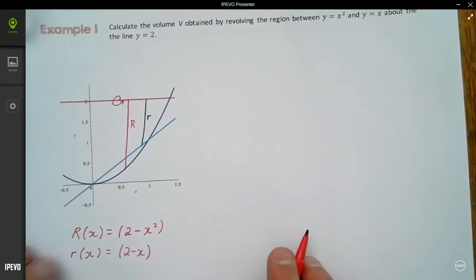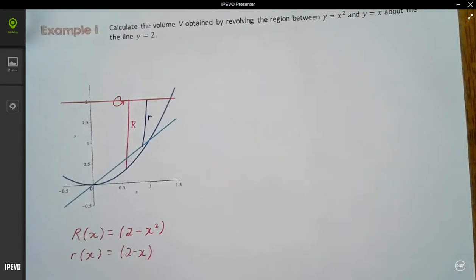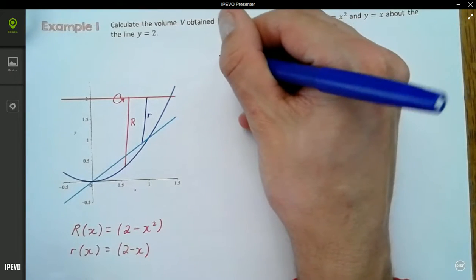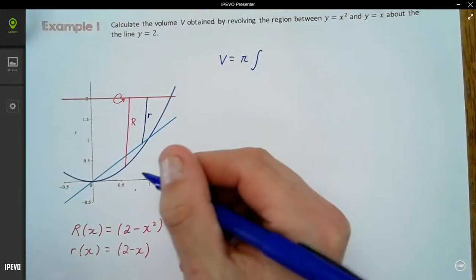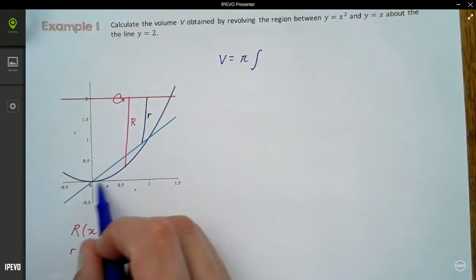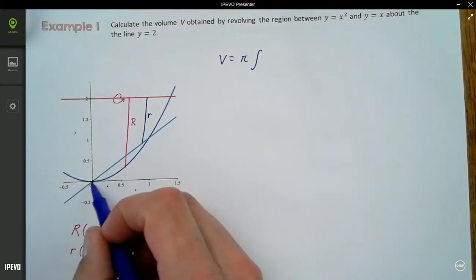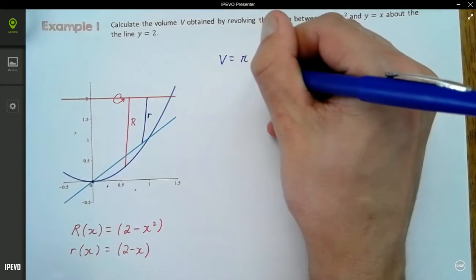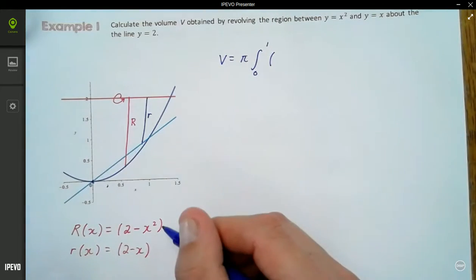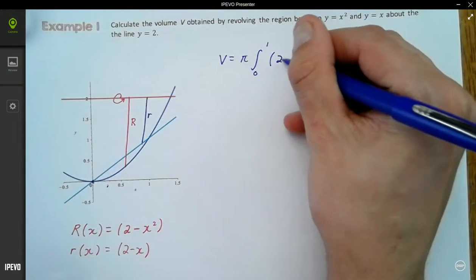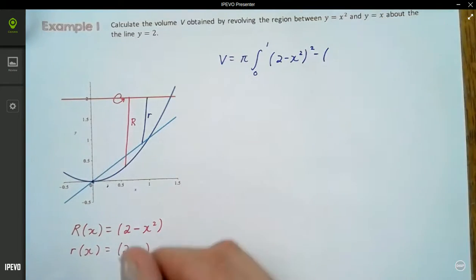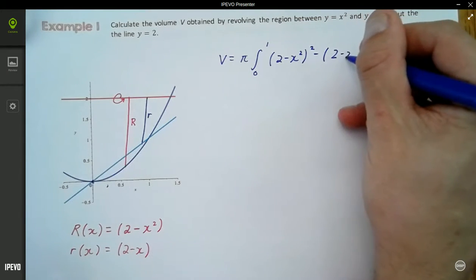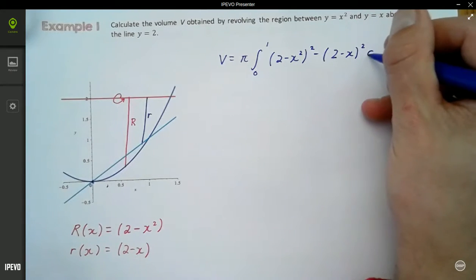Now I'm ready to set up my volume. The volume is equal to pi times the integral, with limits of integration where they intersect, right here and right here, so from 0 to 1. Big R of x is 2 minus x squared, and that's squared, minus little r of x, which is 2 minus x, squared, and that's all with respect to dx.